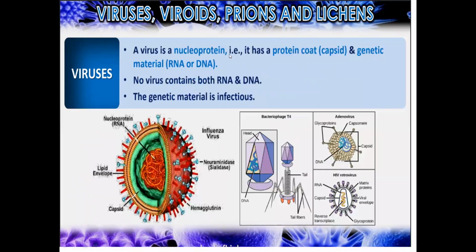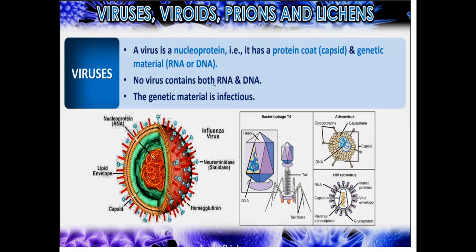Then a virus is a nucleoprotein. What is the nucleus made up of? What is there inside the nucleus? RNA or DNA. Inside the nucleus there is DNA. Nucleoprotein means nucleo, from the nucleus, meaning DNA or RNA, and protein. That means it is made up of RNA or DNA plus protein. That is, it has a protein coat called the capsid, and a genetic material, either RNA or DNA.